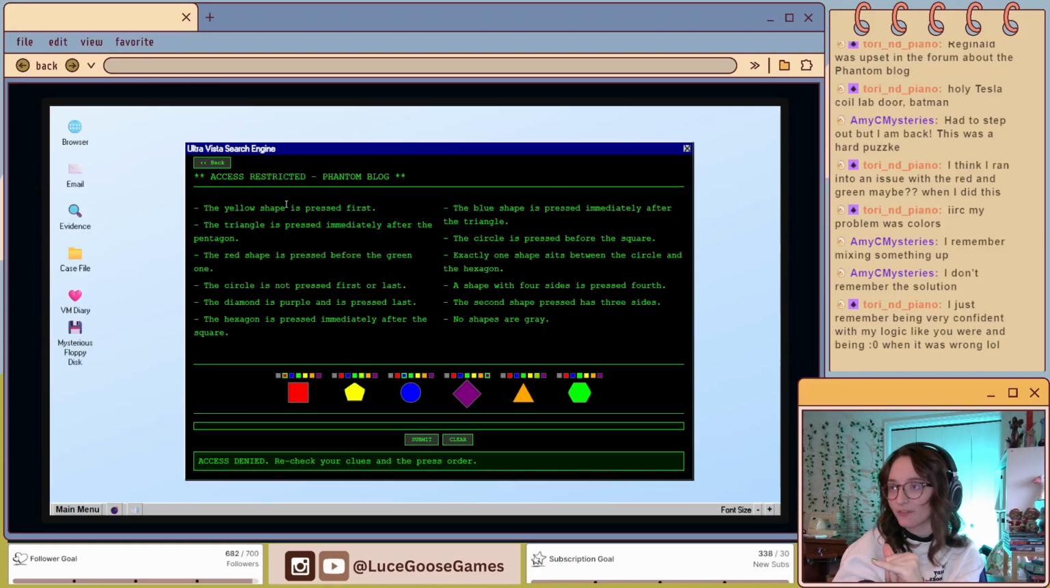I'm ultra confident in the yellow pentagon being first and the purple diamond being last. I'm ultra confident in the square being number 4. I'm not confident about the color of it. I'm confident about the green hexagon being number 5. Blue shape is pressed immediately after the triangle.